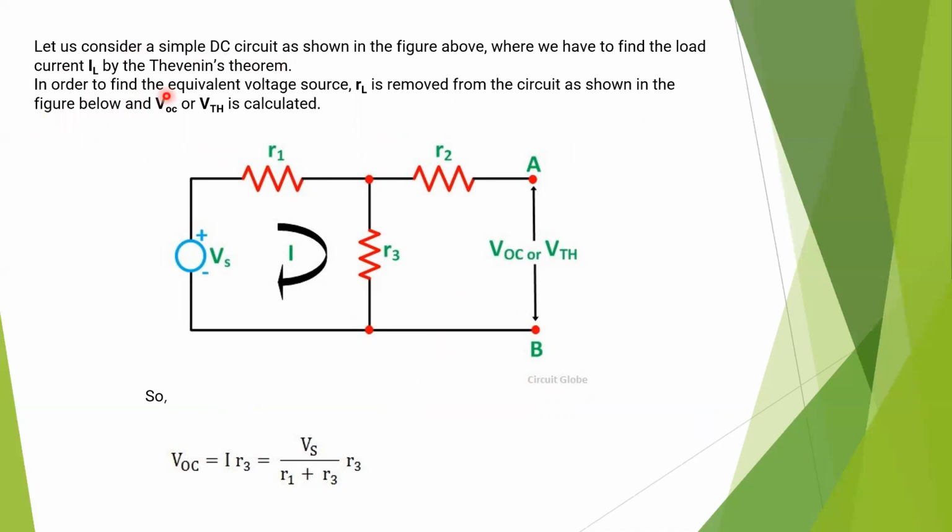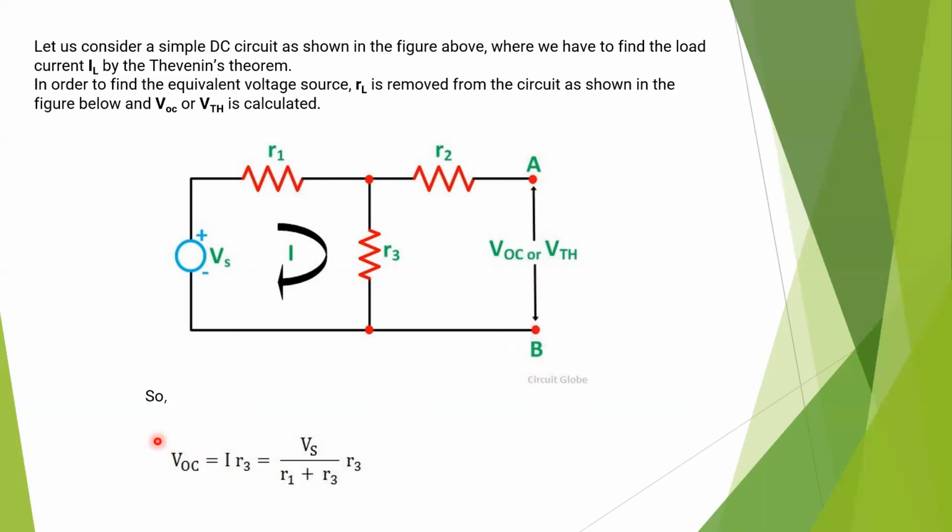In order to find the equivalent voltage source, RL is removed. That means the load resistance. This is the first step. So here the load resistance is removed first. Then we have to calculate the open circuit voltage, or Thevenin's voltage, across this terminal, that is the A and B terminal.